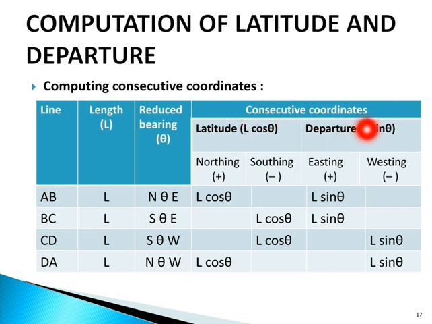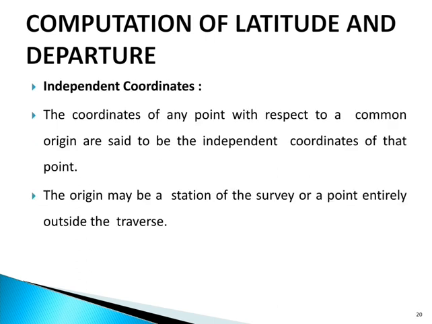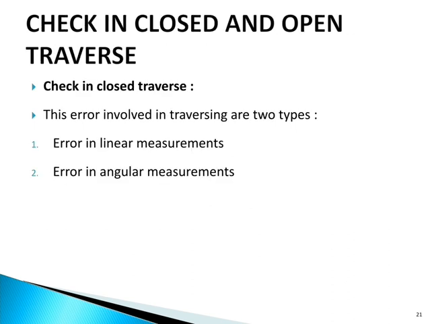Consecutive coordinates. Okay, so the latitude and departure of a point calculated with reference to the preceding point are called consecutive coordinates. Independent coordinates: if the coordinates of any point are with respect to a common origin, they are said to be independent coordinates of that point. The origin may be a station of the survey or a point entirely outside the traverse. Okay, this is the difference between these two.